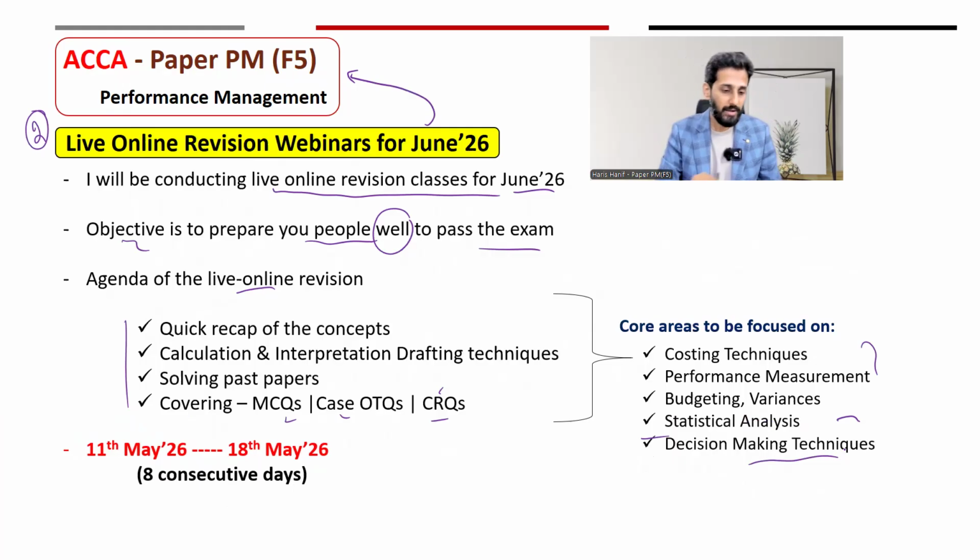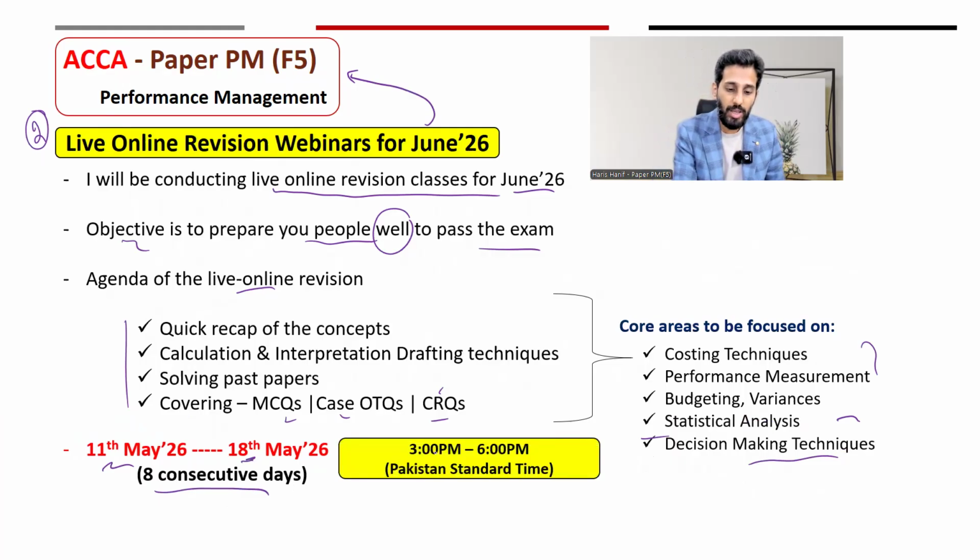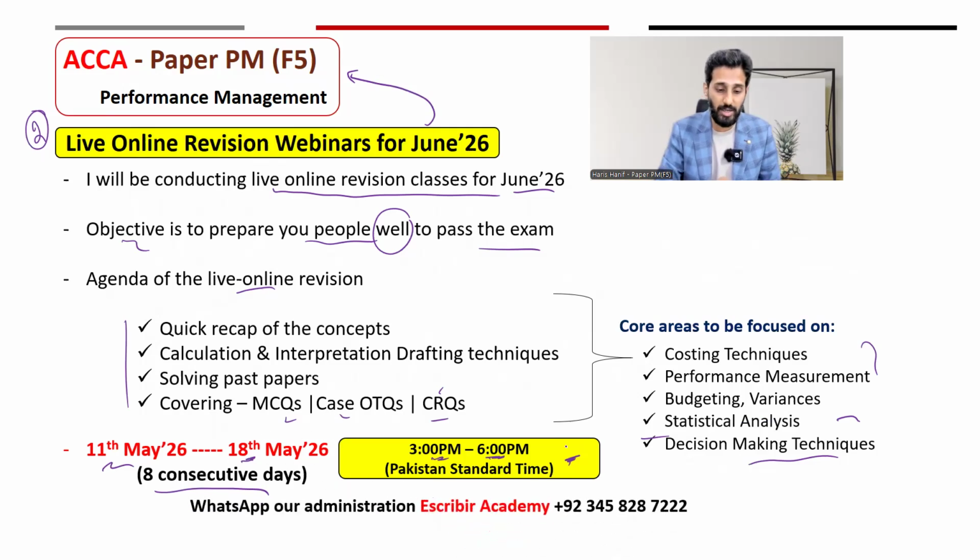The schedule is from 11th May to 18th May, 8 consecutive days, and the timings are 3 p.m. to 6 p.m. Pakistan Standard Time. Students from other countries, please check the time zone in your country, and you must contact the administration number of Escribir Academy.